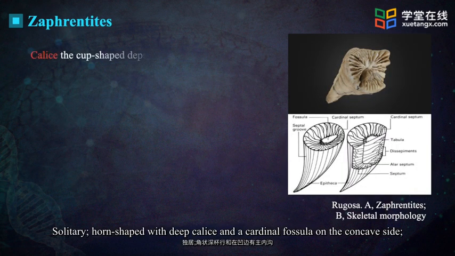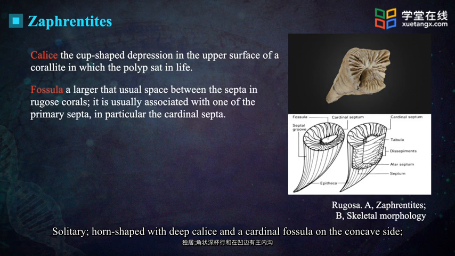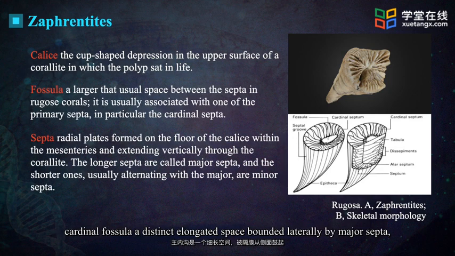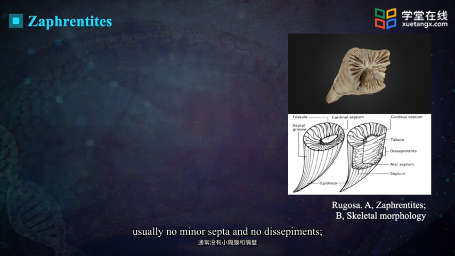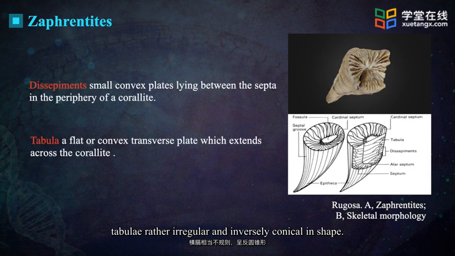Solitary, horn-shaped with deep calyx and the cardinal fossa on the concave side. Cardinal fossa, a distinct elongated space bounded laterally by major septa, and the short cardinal septum projects into it. Usually no minor septa and no dissepiments. Tabulae rather irregular and inversely conical in shape.